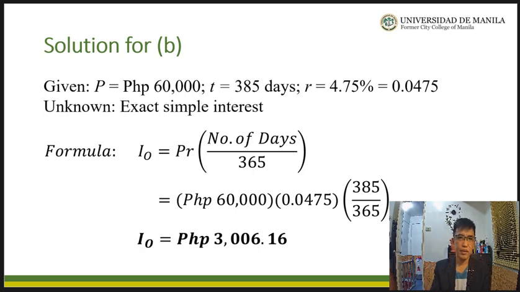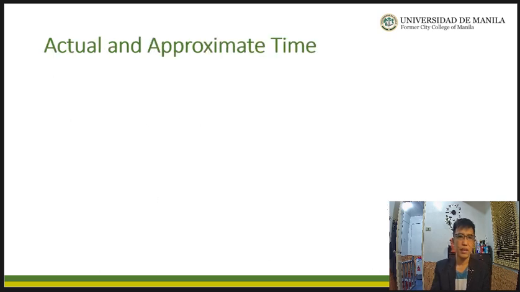Now, let's talk about the actual and approximate time. We know that there are two ways to obtain the number of days between two calendar dates. And it has been introduced to you already that when we use the unit of time in terms of days, it could either be ordinary, which is 360, or exact, which is 365 days.